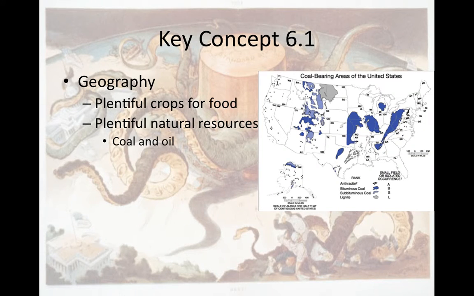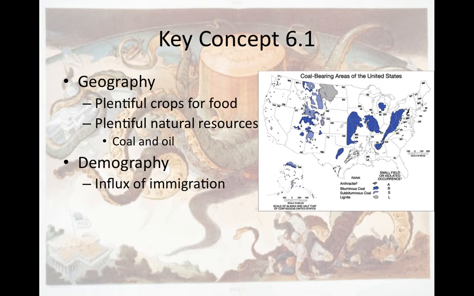Okay, so to continue, I want to give you an acronym to remember, and I stole this from John Green, so I got to give him the props. But if you want to think of what led to American industrialization, you can always think of it in terms of geography, the fact that the United States has plentiful crops for food, it can feed a large population, and it has plentiful natural resources, particularly coal and oil, both of which were very useful in the Second Industrial Revolution.